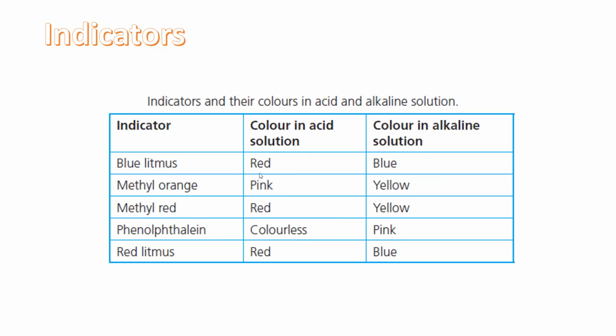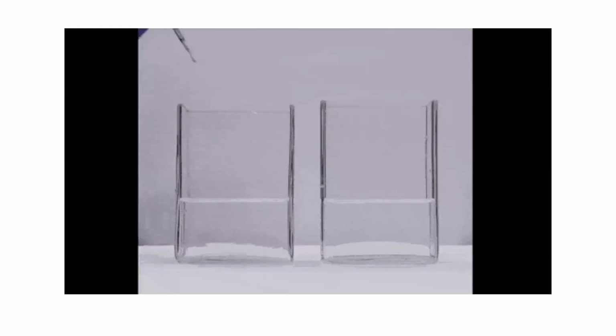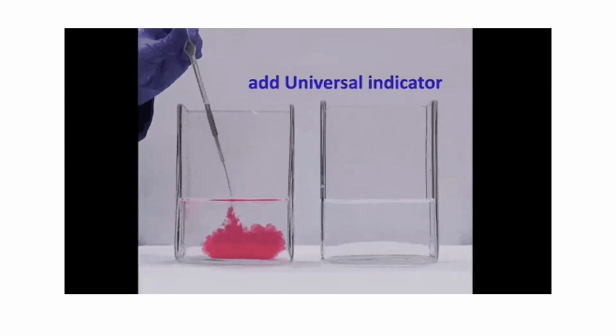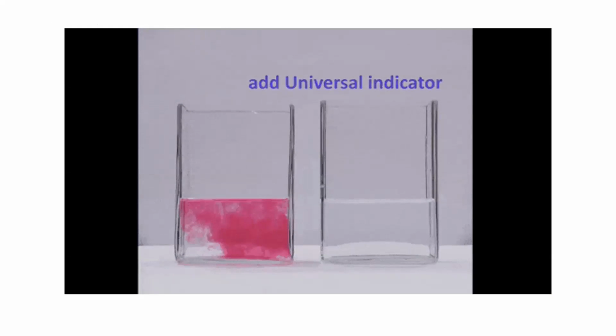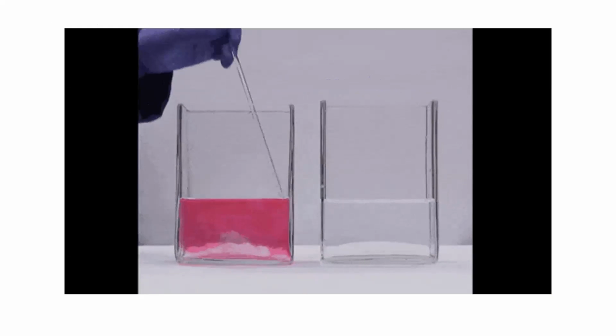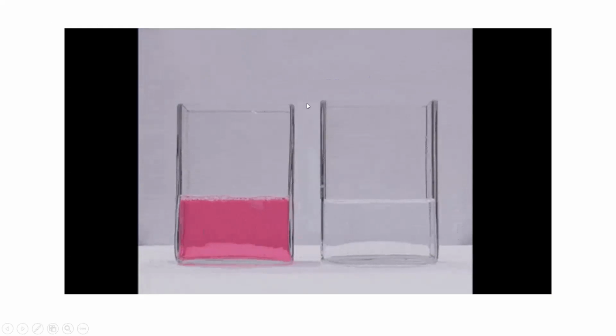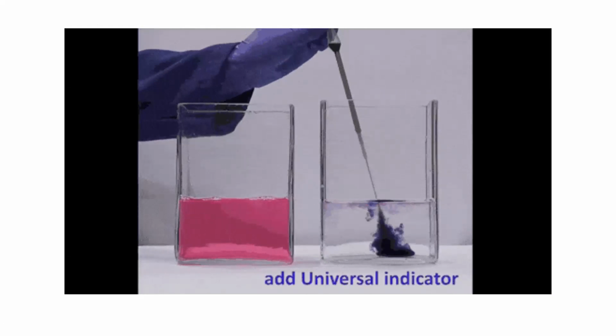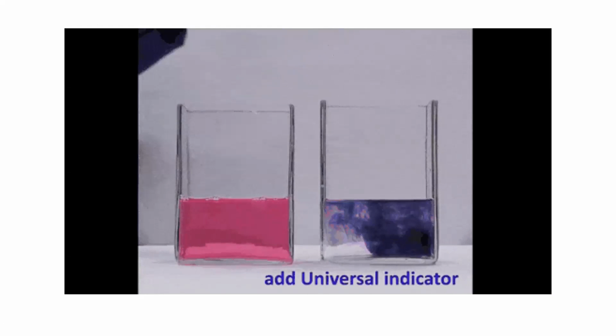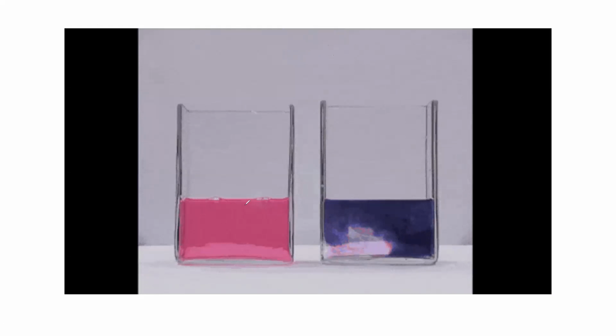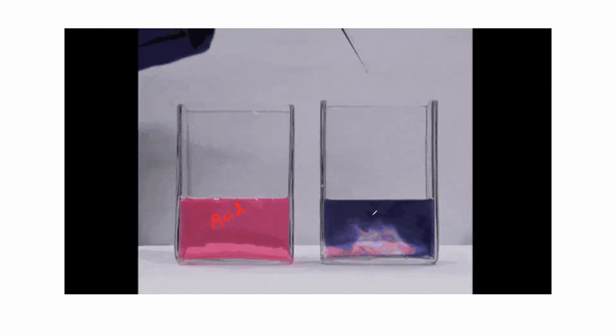So you have to learn or memorize this table. As you can see, we add indicator on the left hand side, and it appeared pink. Originally this was colorless because acids and alkalis are colorless. But when we add an indicator, it shows a color change. So when we add an indicator, you can see it is red or pink, so it shows this is acid and this one is alkali.